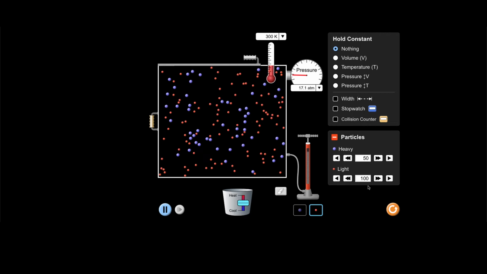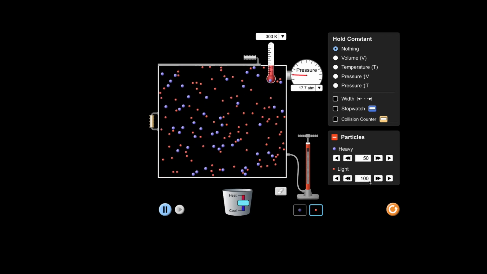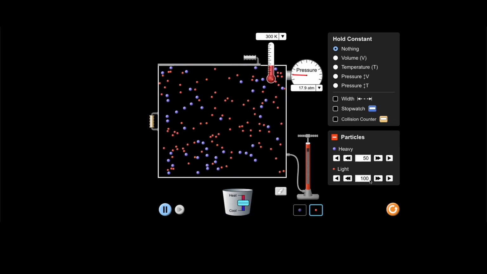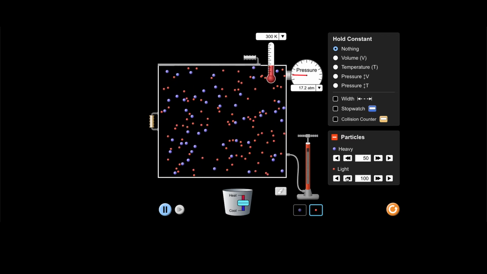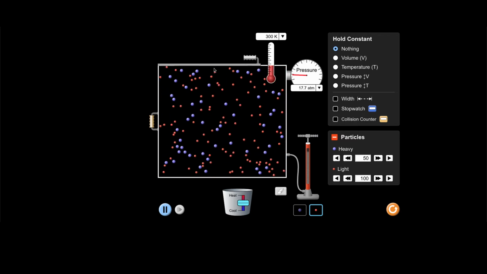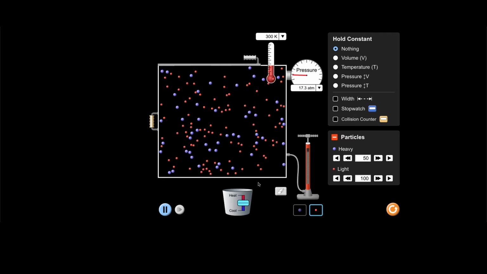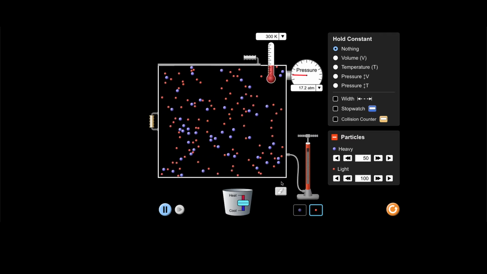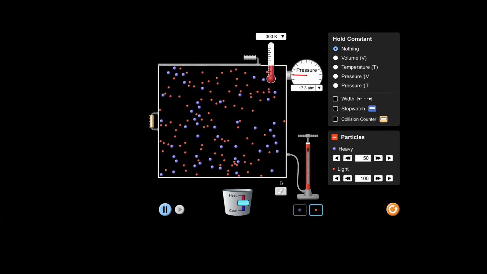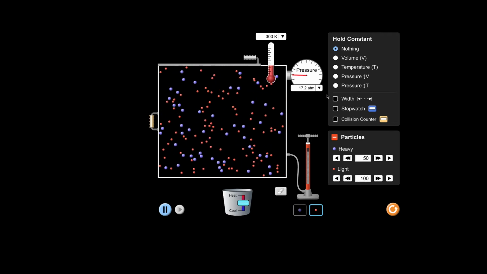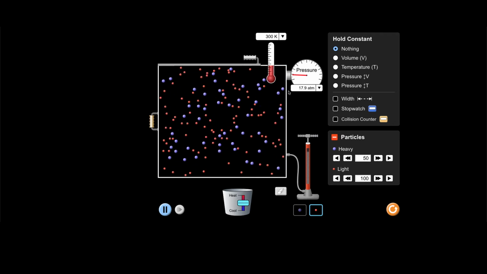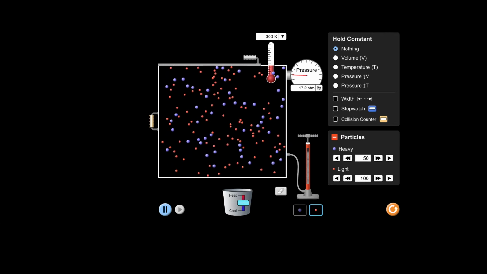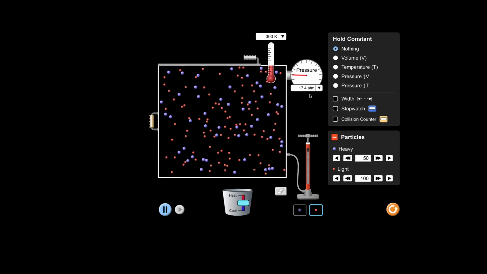There are 100 light particles in this system. 100 out of 150 is about 67%. And I can say that about 67% of the collisions that are happening with the walls of this container are due to those red particles. That allows me to say that 67% of the pressure is due to those red particles. And likewise, 33% of the pressure in this system is due to the blue particles.